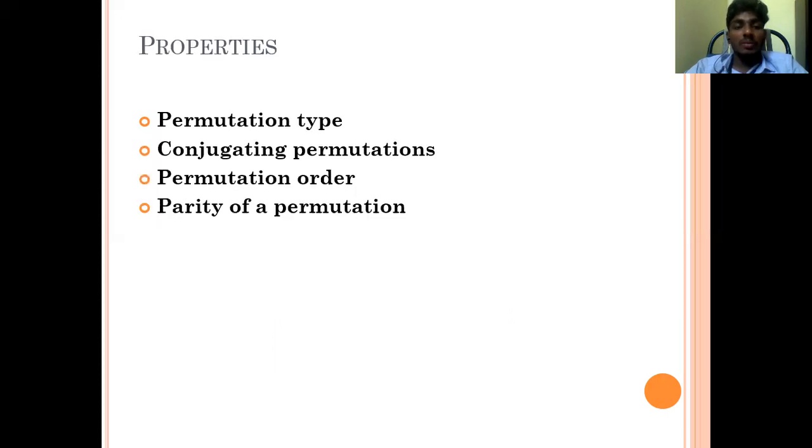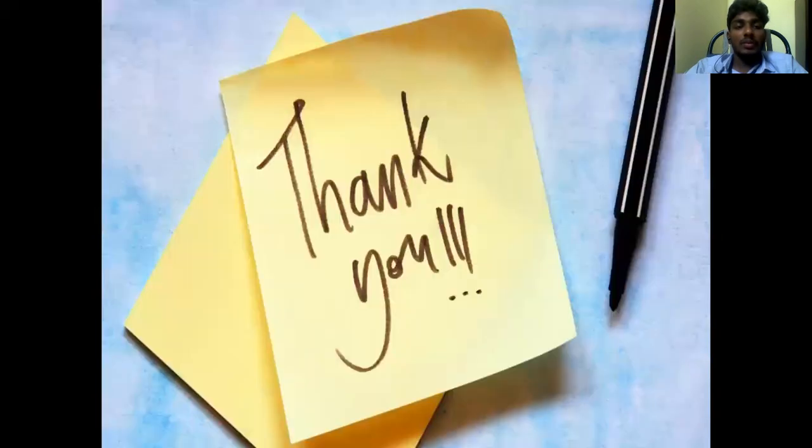Properties of permutation: type, conjugate permutation, permutation order, parity of permutation.